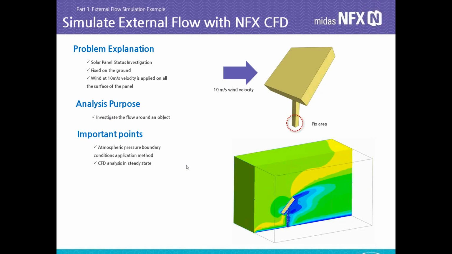Okay, now we are at the simulation part. This is the part where I show you how to simulate the external flow around this model. This is a solar panel, at least a simplified version of the solar panel. What I'll do is apply a 10 meter per second wind velocity, and I would like to see what happens. The purpose will be to investigate the flow around the object and to show you how to assign the atmospheric pressure boundary condition and also the steady state condition in CFD.